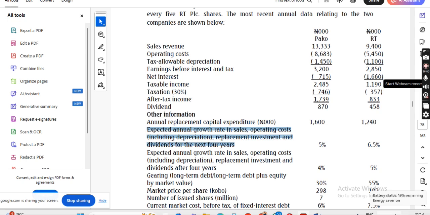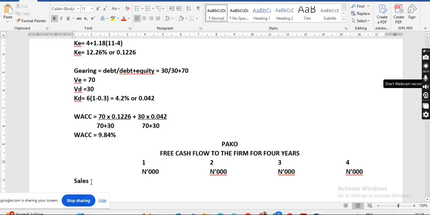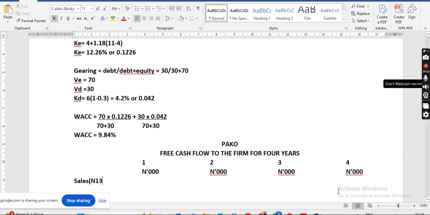Check examiner comments. So which means that, don't forget, the sales will increase by 5% for the next 4 years. So you have to increase the sales by 5%. Now we move on to this. We need to increase the sales. What is the sales given to us in the question? The sales given to us in the question, 13,333 times 1.05. So what do you have here?